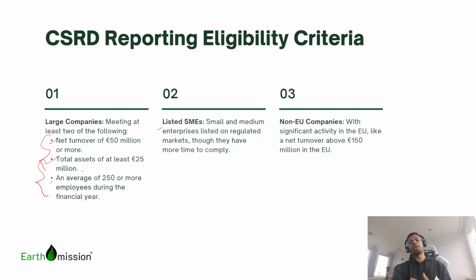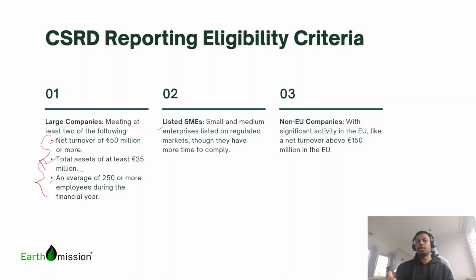And the third one is non-EU companies. As you know, CSRD is mainly applicable for the EU region and all the companies within the EU. But there is also a clause for non-EU companies with a significant activity in the EU. So let's say the company head office is somewhere in the US or in China or India, but they also have significant activity in the EU region.